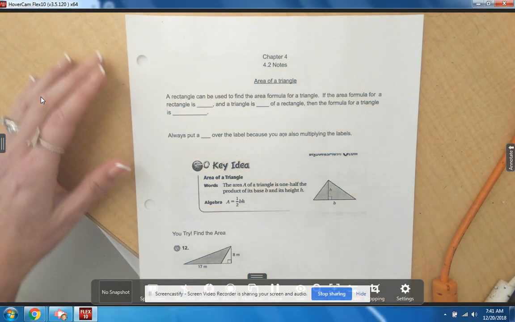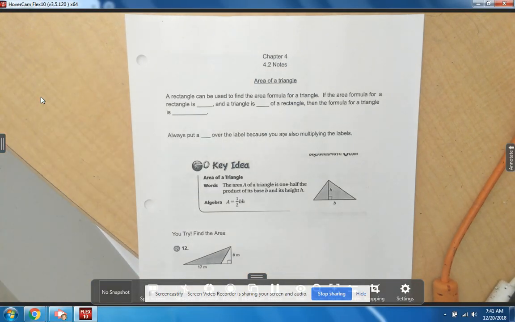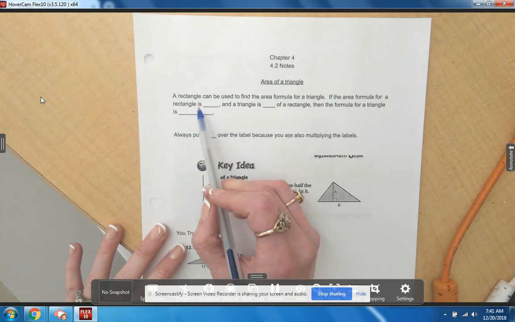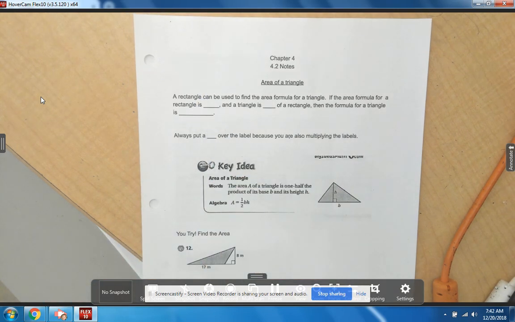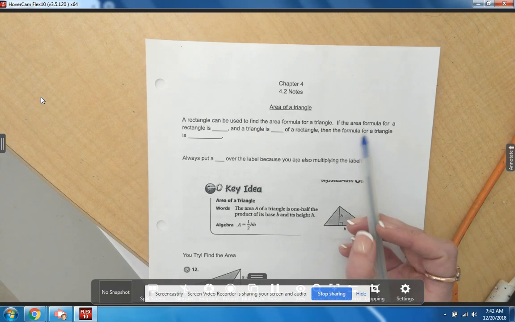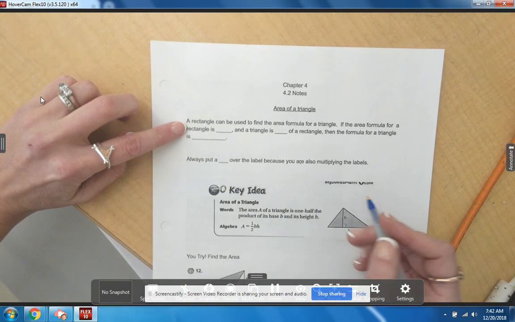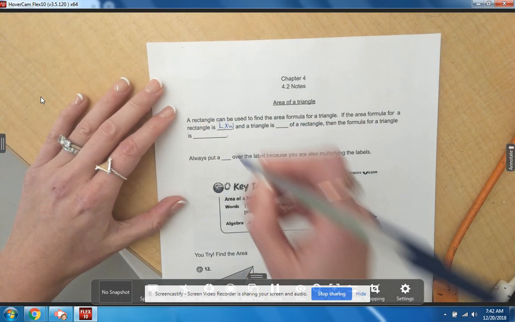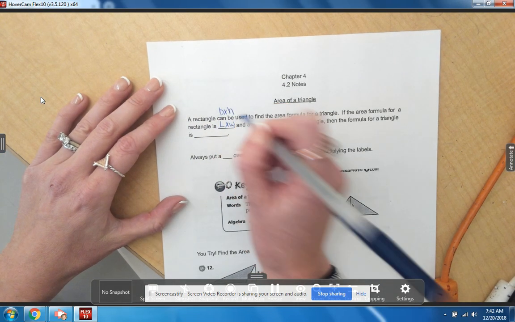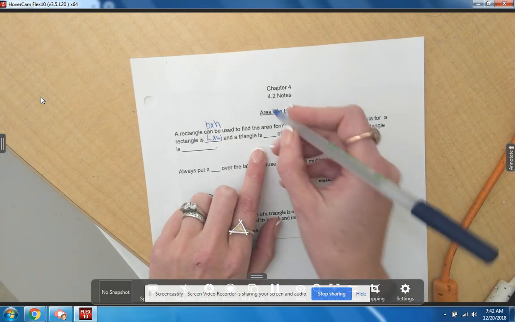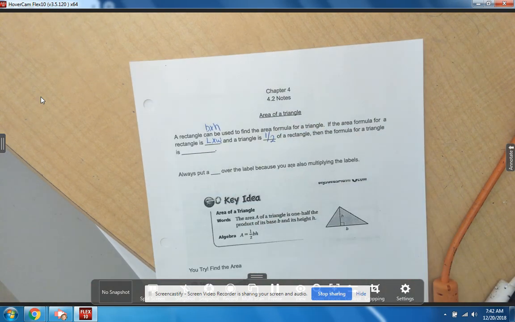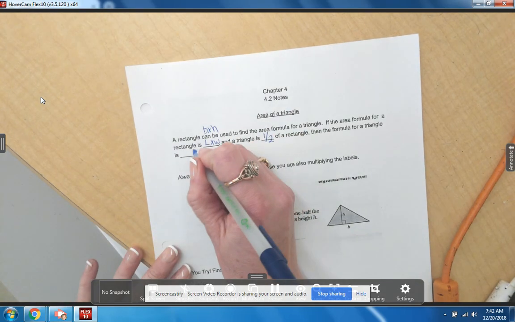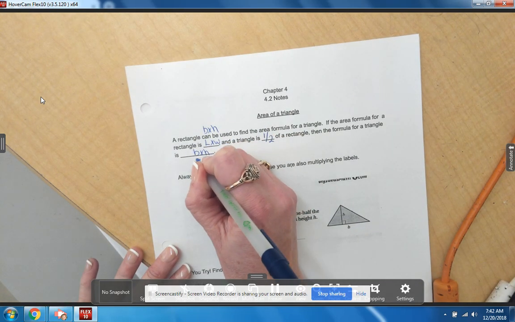So today we're going to do the area formula for a triangle. We did parallelograms and rectangles yesterday. A rectangle and a parallelogram can be used to find the area formula for a triangle. If the area formula for a rectangle is length times width, or for a parallelogram, because we did that yesterday, is base times height, and a triangle is literally half of a rectangle or a parallelogram, then the formula for a triangle is just base times height and then divide it by 2.